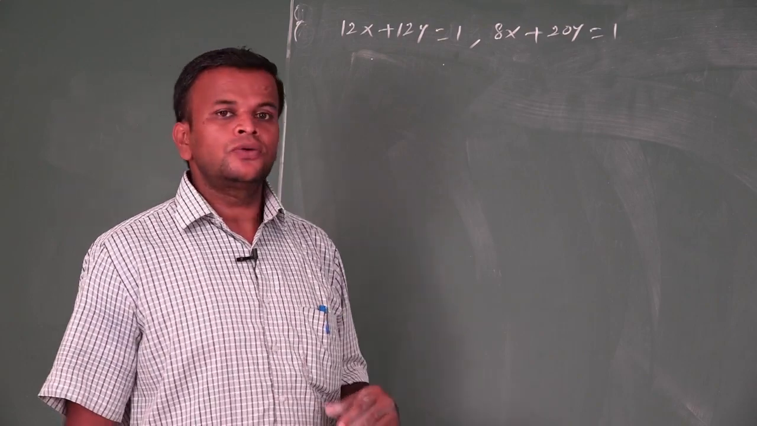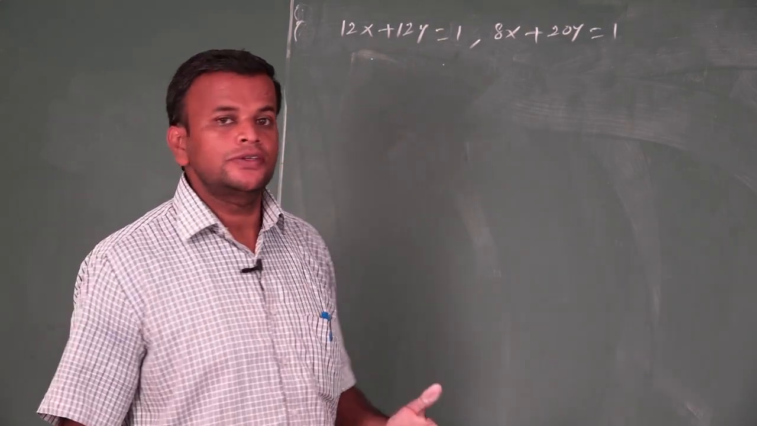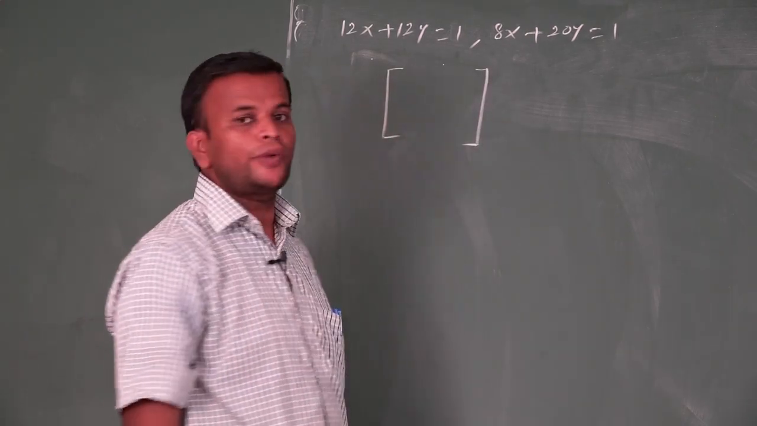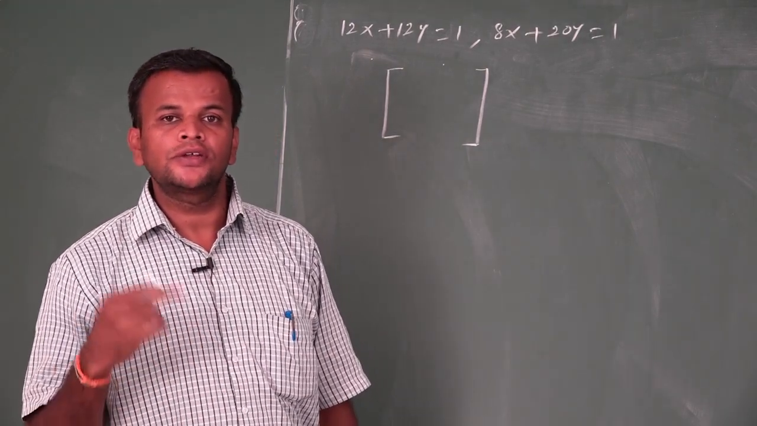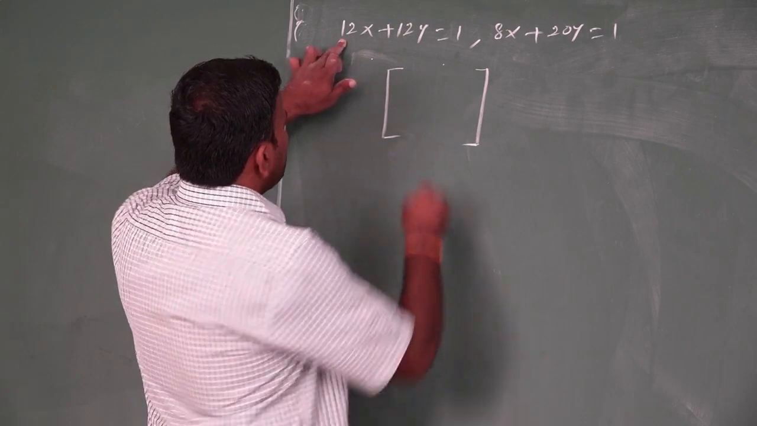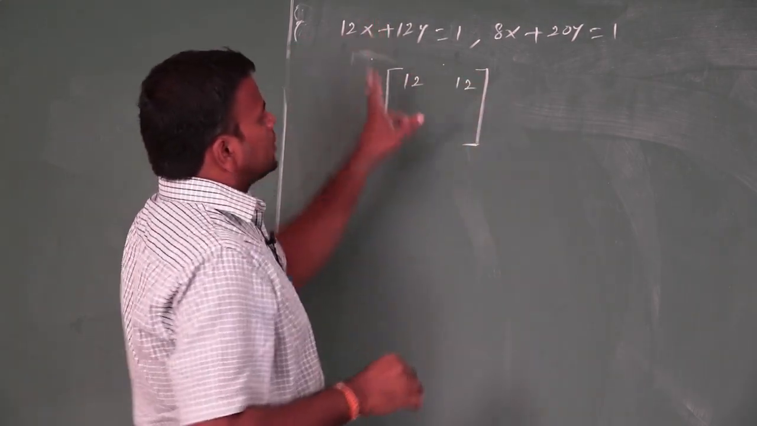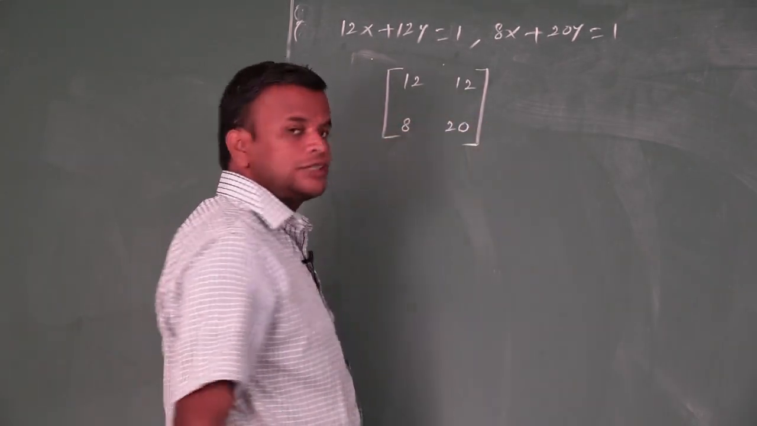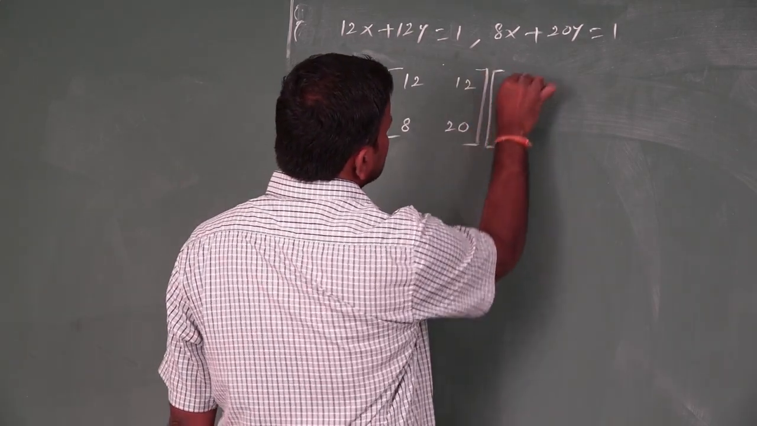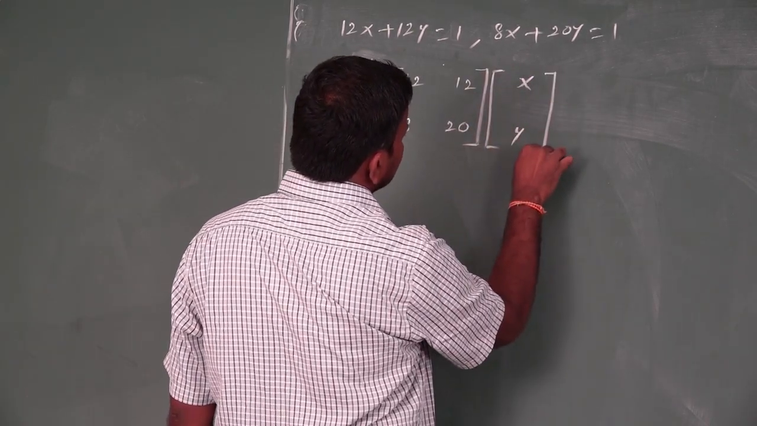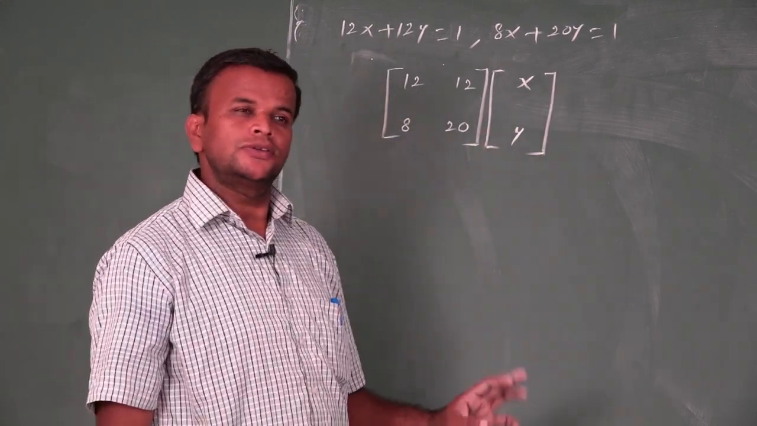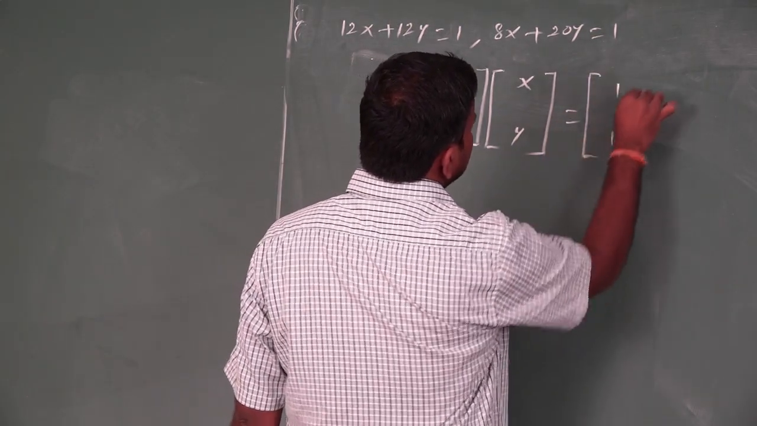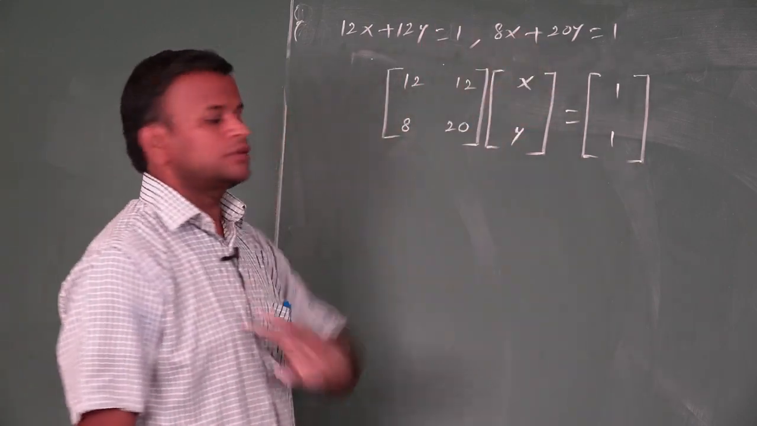The first step is to convert these two equations to a matrix equation. You know the rule? Since there are two equations only, it is a 2 by 2 matrix. The first row is the coefficients of x and y in the first equation, 12, 12. And the second row is the coefficients of x and y in the second equation, 8, 20. Next, X, Y. Here capital letters X and Y are involved, so I write capital X and Y is equal to the RHS constant matrix 1, 1.